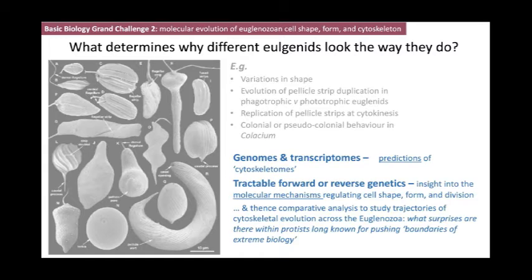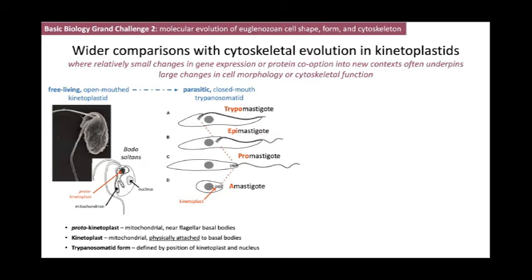On the next slide, please, Eric. Then if we want to think about that sort of wider academic comparison in terms of cytoskeleton evolution across the Euglenozoa and start to make comparison with cytoskeletal evolution in the kinetoplastids, then perhaps the key message to think about is that where work has been done, often it appears that relatively small changes in gene expression or co-option of proteins into novel contexts often underpins quite large changes in cell morphology or cytoskeletal function.